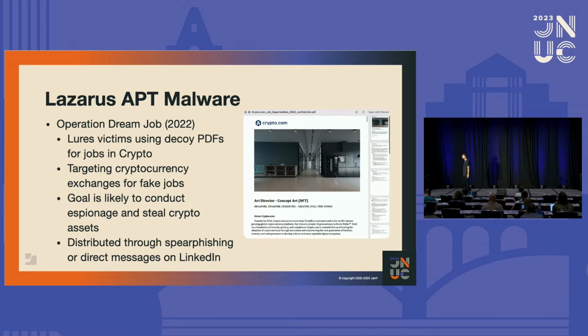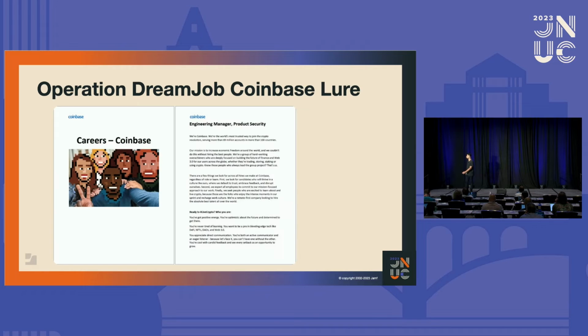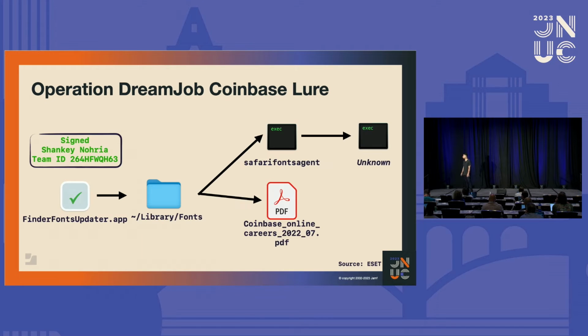So let's talk about Operation Dream Job. This is a campaign that was discovered in 2022 by ESET and SentinelOne, and it lured victims into opening decoy PDF documents for various jobs in crypto. They would target specific individuals and offer them various crypto-related positions. In this case, you have Coinbase, an engineering manager position for product security. Let's take a look at this campaign.